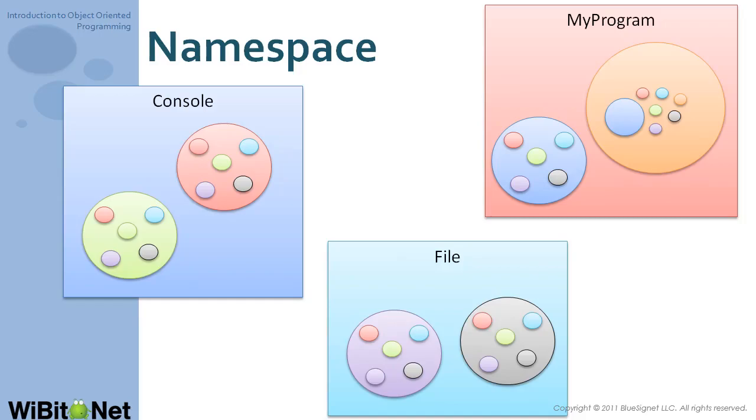Convenient. So instead of having one major nasty list of functionality, we can say console dot something dot something. Yeah, something weird like WriteLine. I don't know. Something weird.